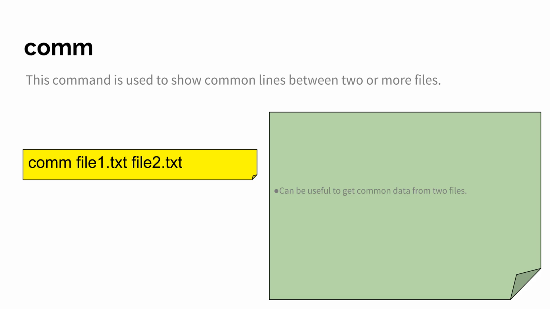Comm is the opposite of diff. It is used to give the list of common lines between the files. Sometimes when you want to merge some files, you just want to get the common set of records. You don't want everything, just the common ones. So just use comm, and it will get you those.